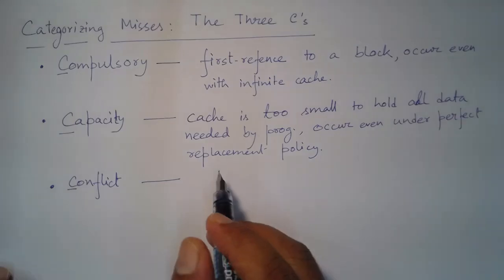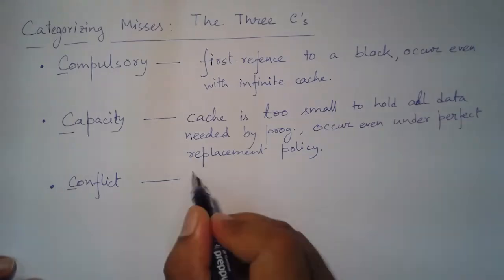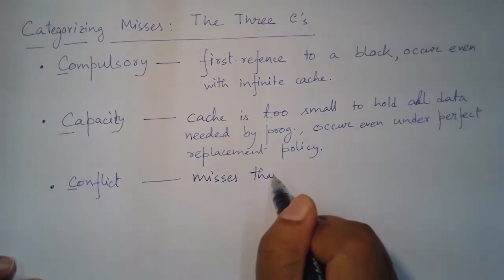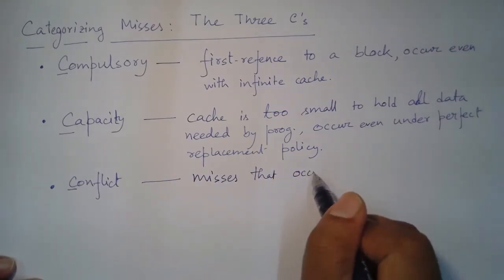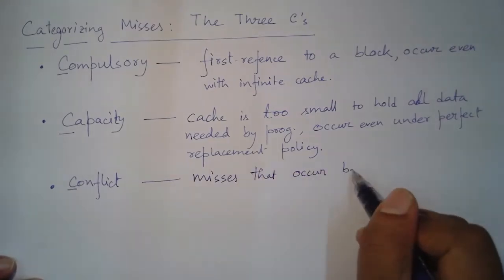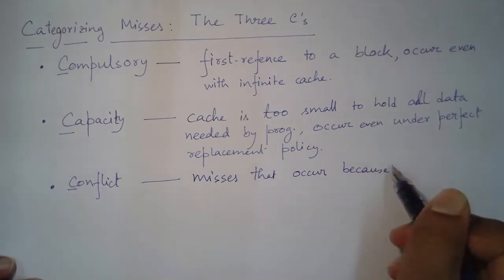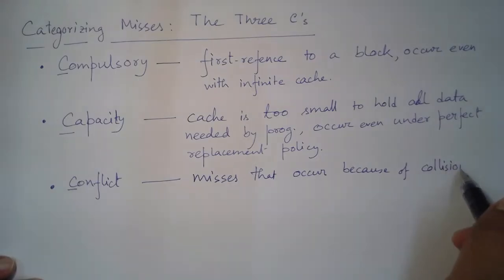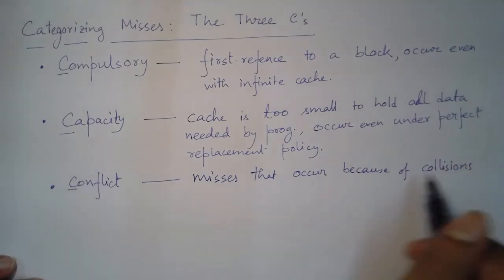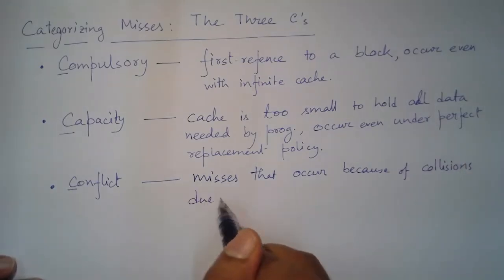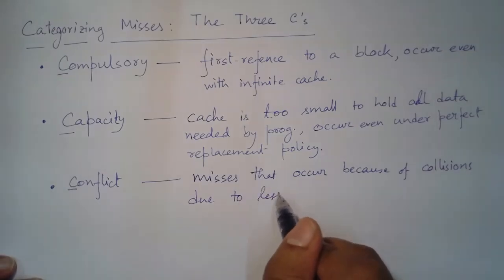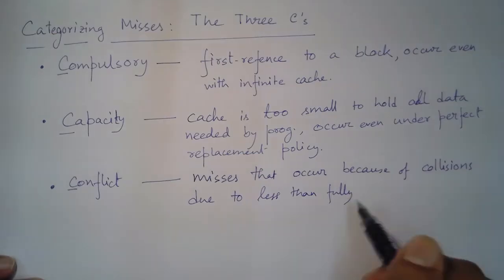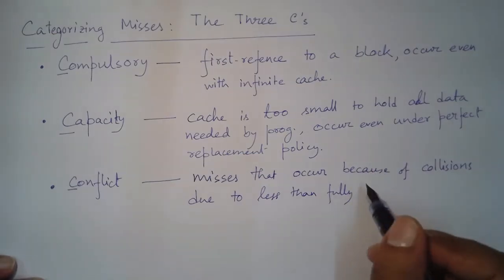So, conflict miss is basically misses that occur because of collisions due to less than full associativity.